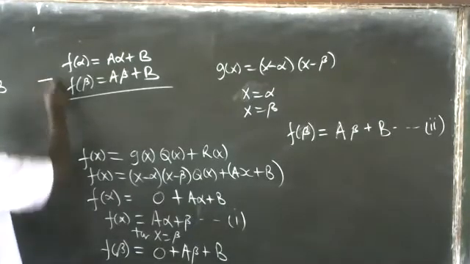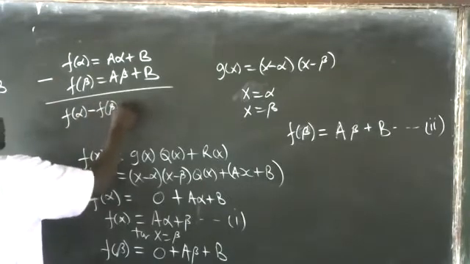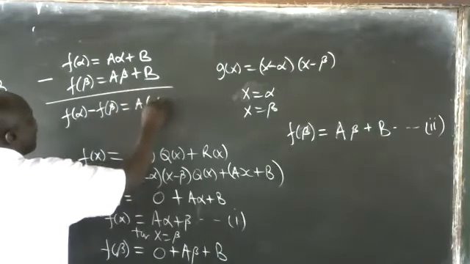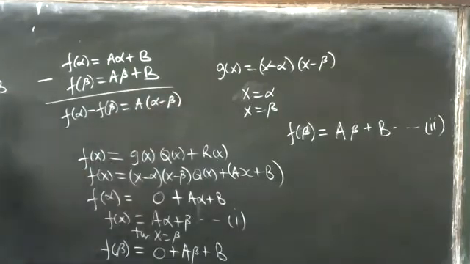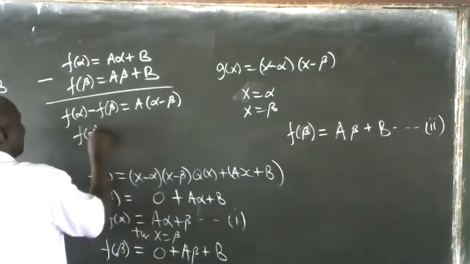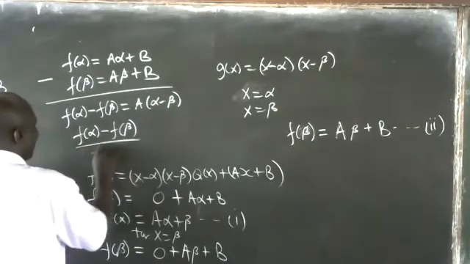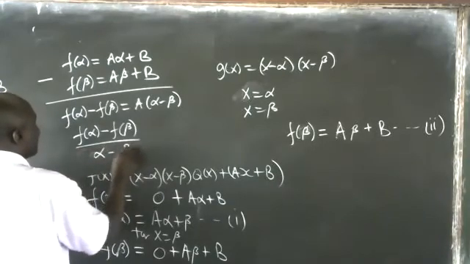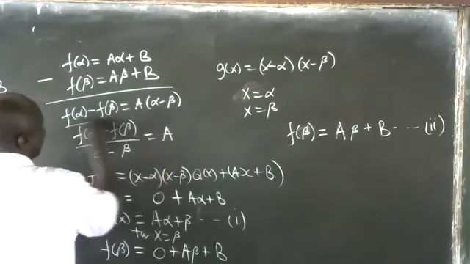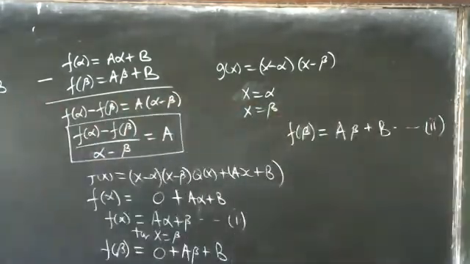When you subtract, you have F alpha minus F beta is equal to A times alpha minus beta. Is that okay? Which means that our capital A will be F alpha minus F beta over alpha minus beta, is equal to capital A. So that one is already got. I've got the value of A in terms of alpha and beta.